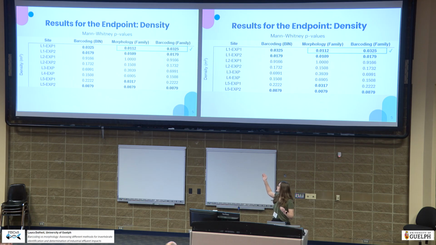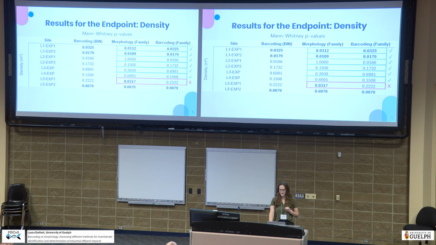So for this example here, we're seeing that both of these methods are determining that there is a significant difference between the reference and exposure. So we have consensus here. Here as well. Here we have consensus again, but in a different way. So we have both methods determining that there was no significant difference between sites. Here as well. Here there is an exception, there was no consensus, and then consensus again.